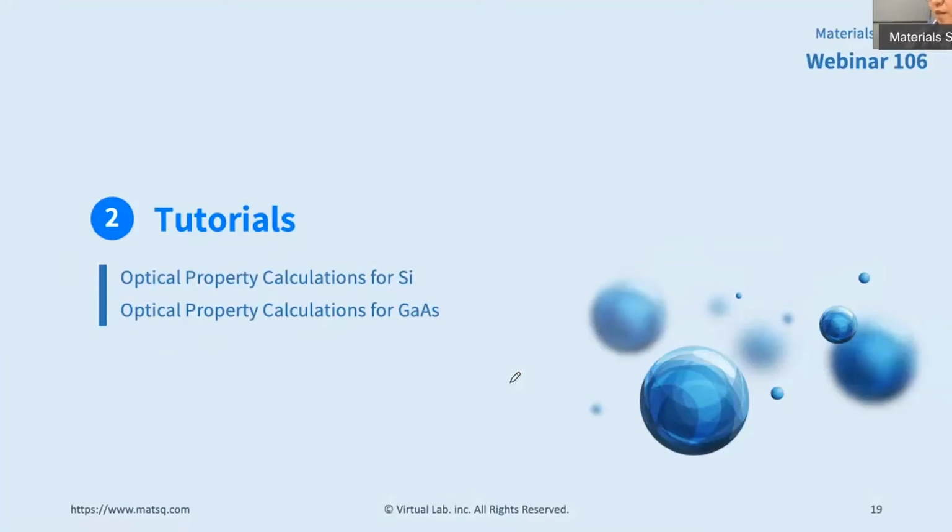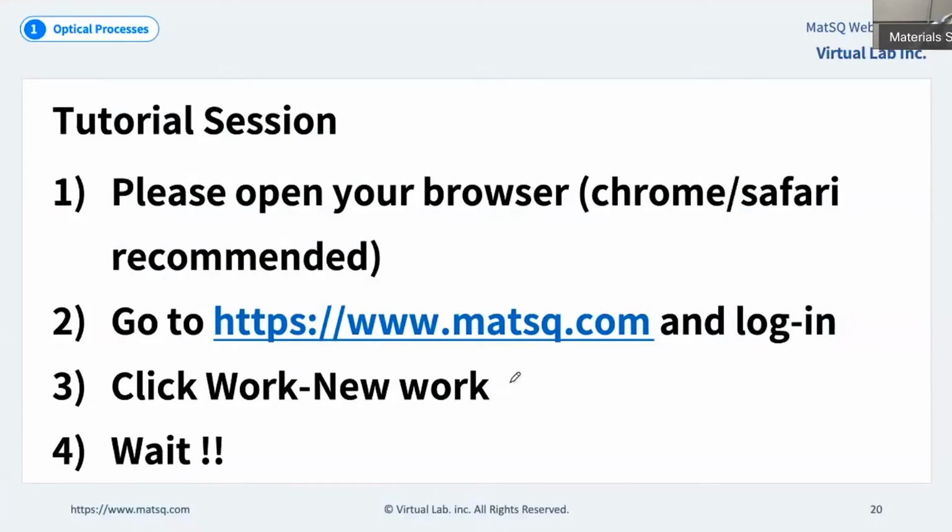I prepared two kinds of things, but I will only show the silicon case, and the gallium arsenide case is your homework. So I will show you how to calculate silicon, and then you can follow up with gallium arsenide or silicon. I'll give you a few minutes for the tutorial session.